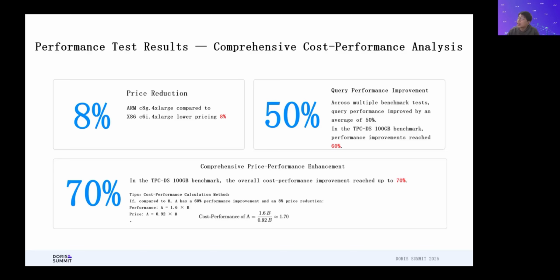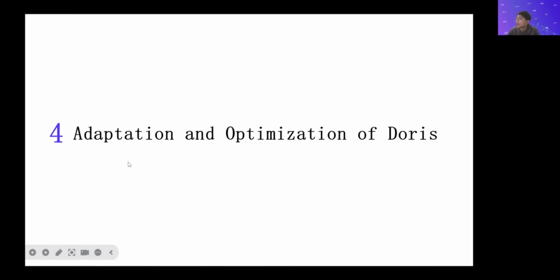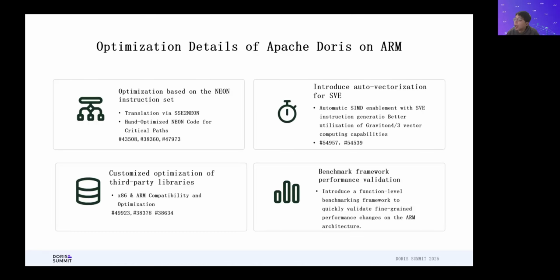So how did we achieve such great performance improvement with Apache Doris on ARM architecture? Let's dive into the optimization details, what we do in the software to adapt to Graviton 4. The first key optimization is based on the new instruction set. We took two approaches here. One is a translation from SSE to NEON, which helps us port existing code that uses SSE instructions to NEON. The other is to optimize this NEON code for the critical path.